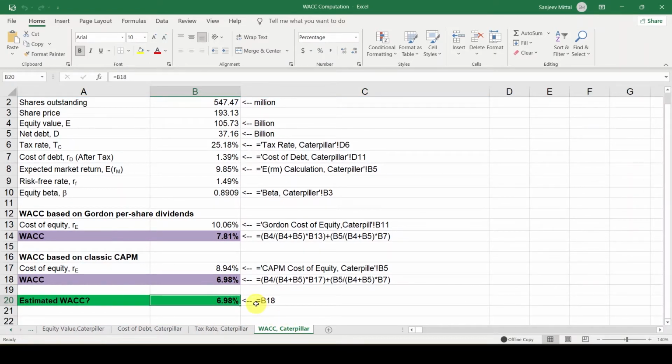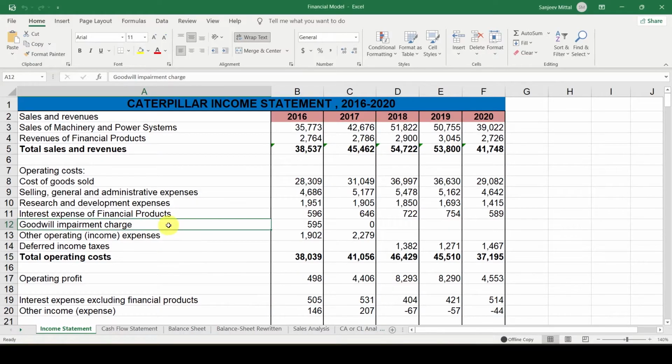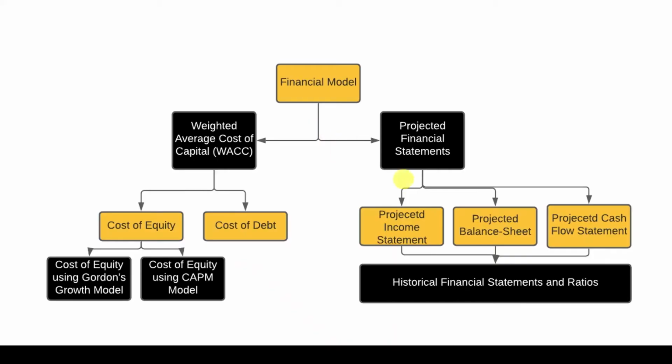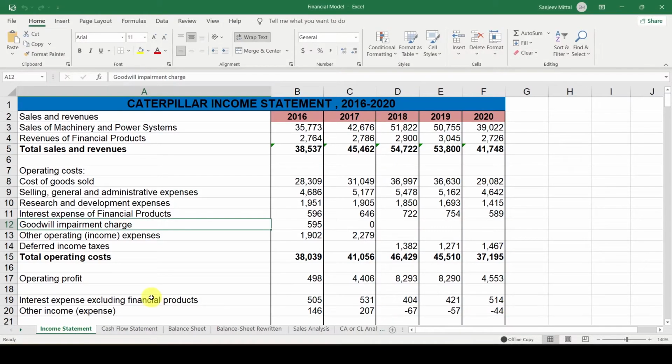Once we have done that, we shall simply go to our financial model. And inside our financial model, we already know that firstly, we would need historical financial statements and their ratios. For that purpose, we shall prepare our income statement, which is based upon historical details from the year 2016 to year 2020. This income statement shall be prepared based upon the annual report.